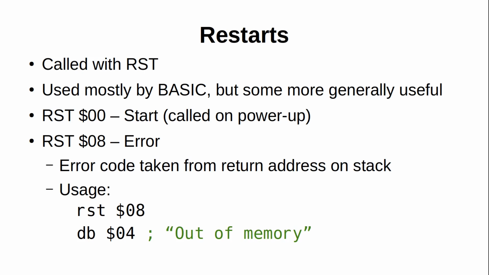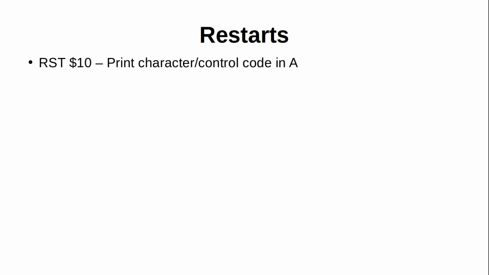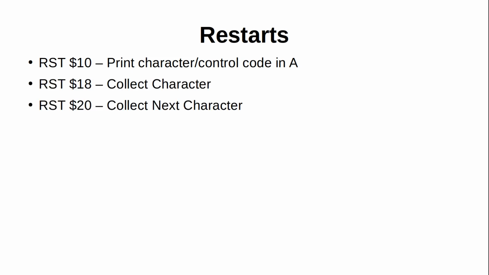And this kind of stack manipulation can also come in handy for your own programs when you have some fixed arguments you need to pass to a routine. You should already be familiar with Restart 10, as we have used it extensively in this series. It simply prints out the character code in A at the current cursor, or executes a control code, like how Enter will move the cursor to the beginning of the next line. Restarts 18 and 20 work together to collect characters from a RAM buffer. This is really only useful to the basic interpreter.